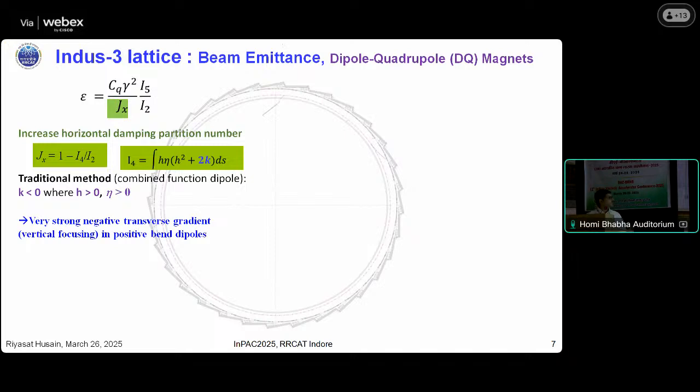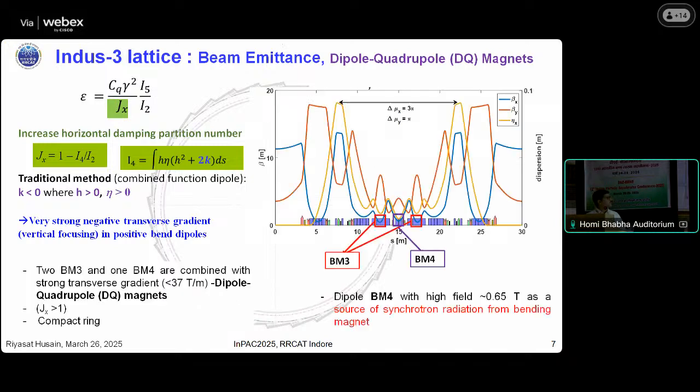So since we are using a very strong quadrupole component in the positive bend, we call this magnet a dipole quadrupole, not the normal combined function magnet. This helps in increasing the damping partition coefficient. These medium 3 dipoles are considered as the DQ magnets, and the gradient is of the order of 37 Tesla per meter. It's really huge, and this makes the lattice more compact and makes Jx more than 1. And as already pointed out, this dipole 4 has a magnetic field of 0.65 Tesla.